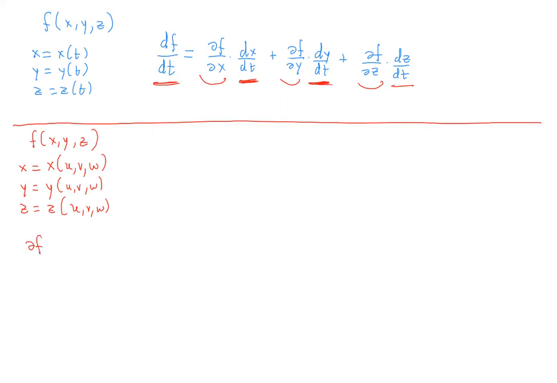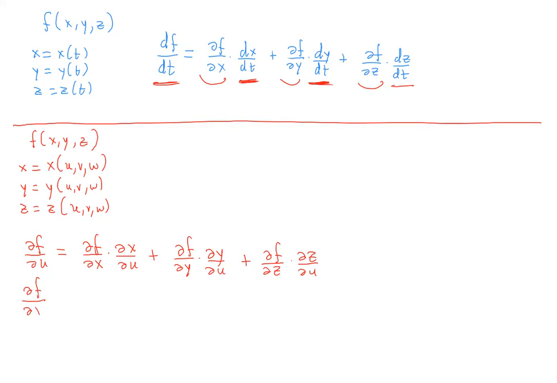Here's the answer. The partial of f with respect to u is going to be the partial of f with respect to x times the partial of x with respect to u, plus the partial of f with respect to y times the partial of y with respect to u, plus the partial of f with respect to z times the partial of z with respect to u. Then the partial of f with respect to v is the partial of f with respect to x times the partial of x with respect to v, plus the partial of f with respect to y times the partial of y with respect to v, plus the partial of f with respect to z times the partial of z with respect to v.